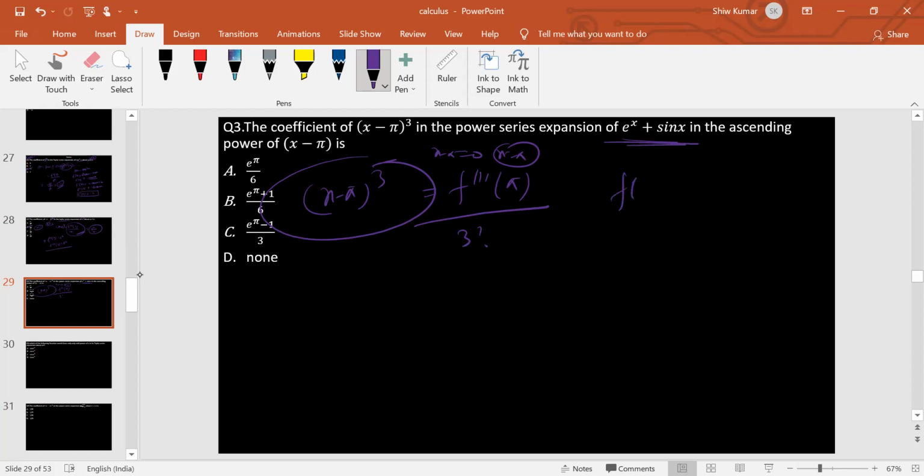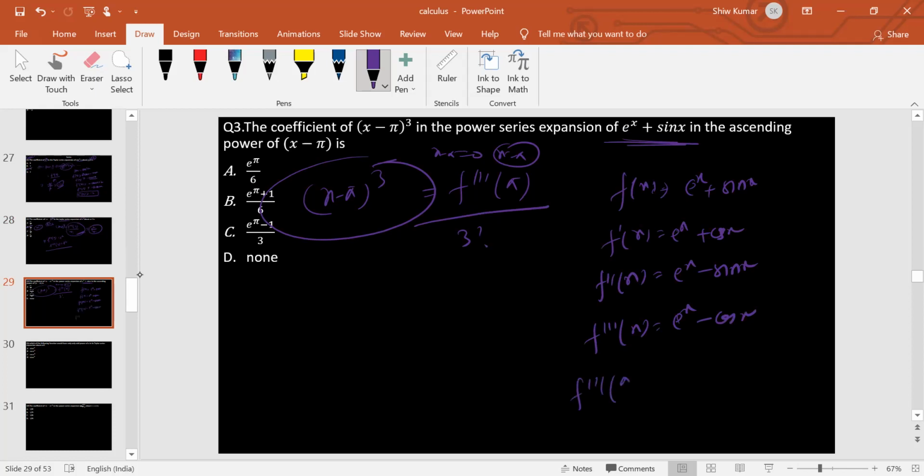So let's differentiate. The function is given as f of x equal to e raised to x plus sin x. Differentiate once, it will be e raised to x plus cos x. Differentiate twice, it's e raised to x, and cos x gives minus sin x. Differentiate thrice, it will be e raised to x minus cos x. And you put the pi value here. It will become e raised to pi, and cos pi is how much? It's minus 1. So it will become e raised to pi plus 1.